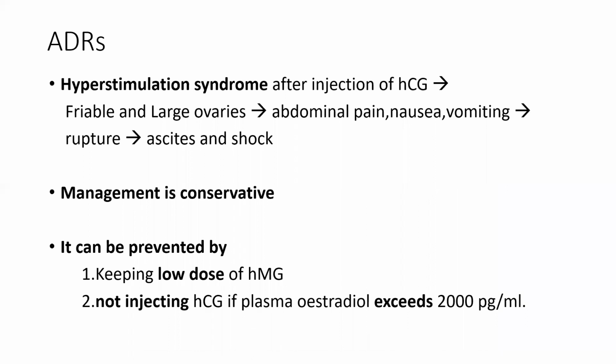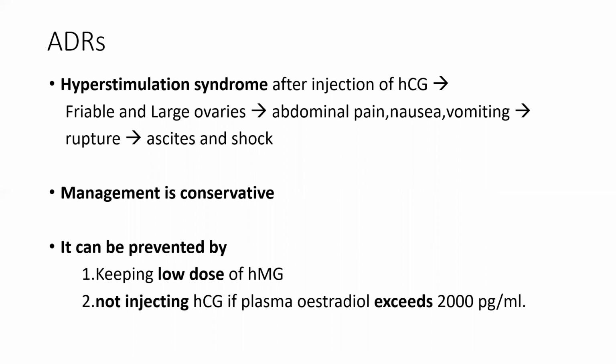And the main adverse effect of using the gonadotropins, human chorionic gonadotropins and menotropins, is hyperstimulation syndrome. It is nothing but, because of the increased levels of follicular stimulating hormone and luteinizing hormone, they will stimulate the ovaries. Because of the hyperstimulation, the ovary will get enlarged, and it is friable and prone to rupture. So there will be increased abdominal pain, nausea and vomiting.